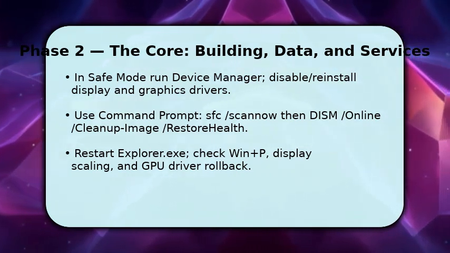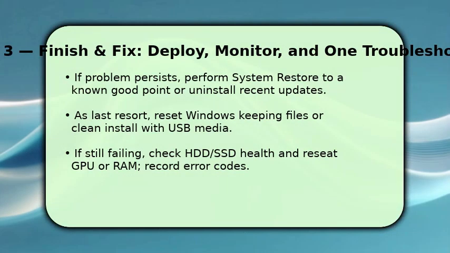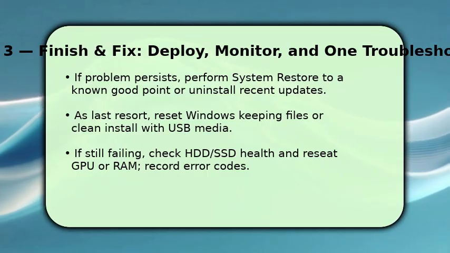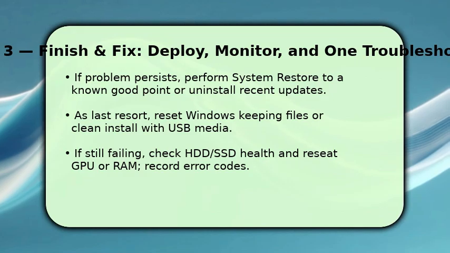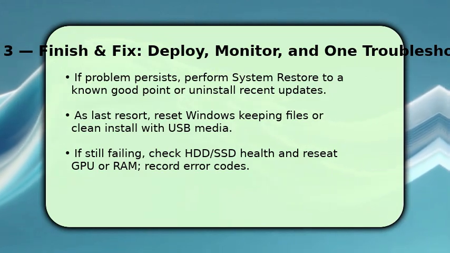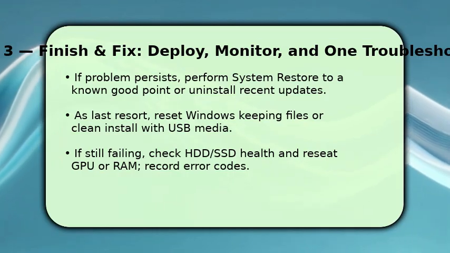To finish, try System Restore to roll back to a working configuration, or uninstall the latest Windows updates that match the failure time. If that fails, use Reset This PC and choose Keep My Files or perform a clean install from USB. This removes deep OS corruption.